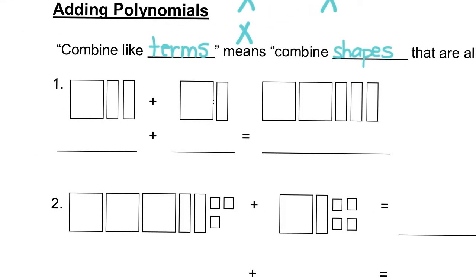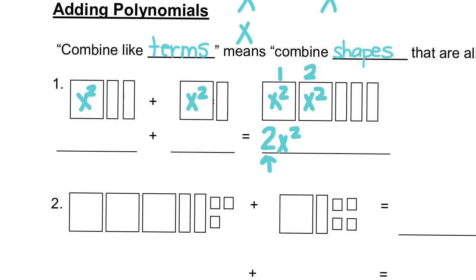So let's take a look at the first problem. Remember, x squared is represented by a square. Those are like terms. So when we have x squared plus x squared, how many x squareds do we have? Well, that would be 2x squareds. The coefficient 2 represents how many squares there are.